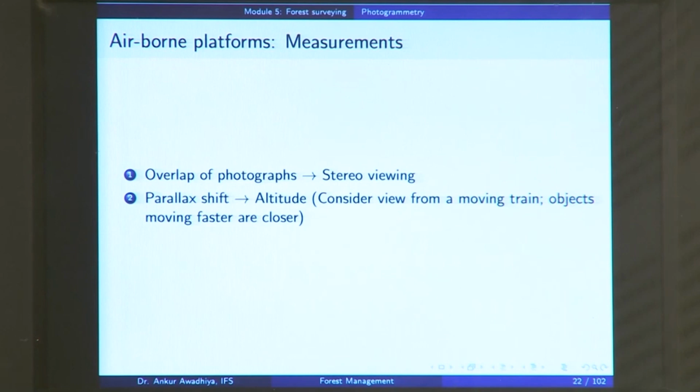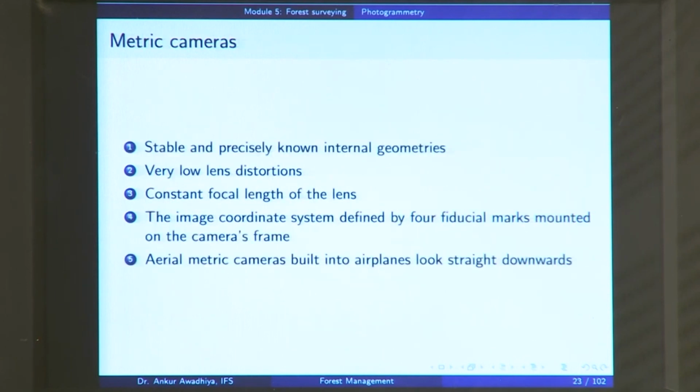Now, this sort of information is made use of when you are processing the images, because when the aircraft is moving over an area, if there is a greater amount of change in the photograph, then probably that object is closer to the aircraft, whereas if there are lesser changes in the object or in the images, then those objects are at a greater distance from the aircraft.